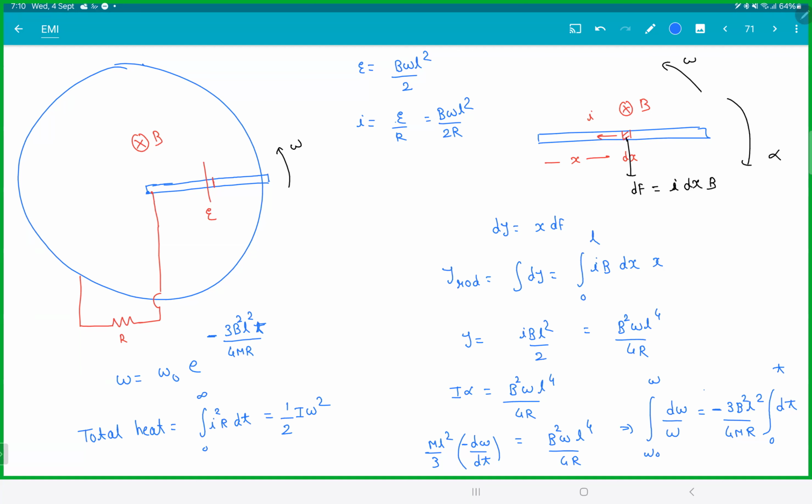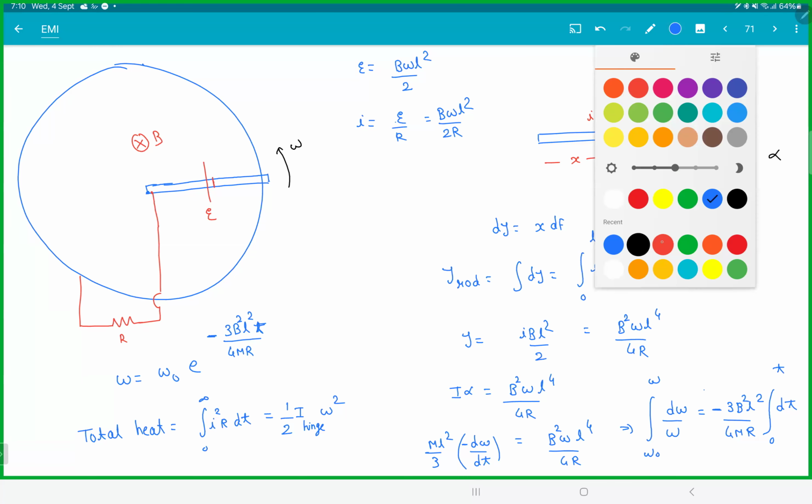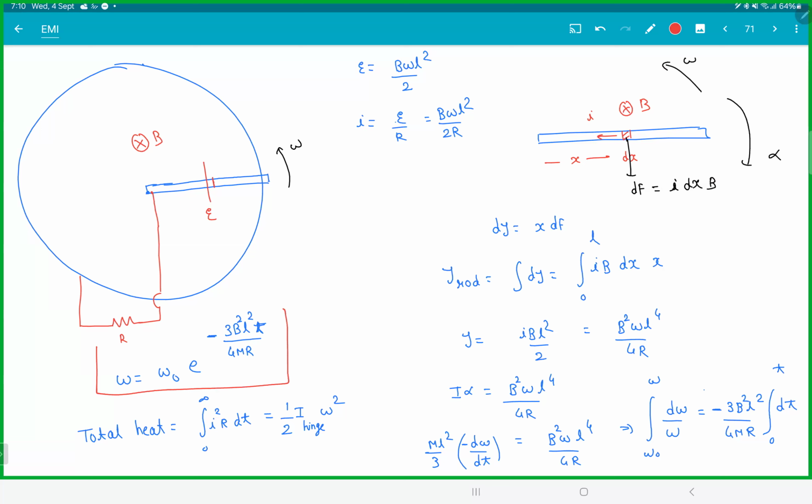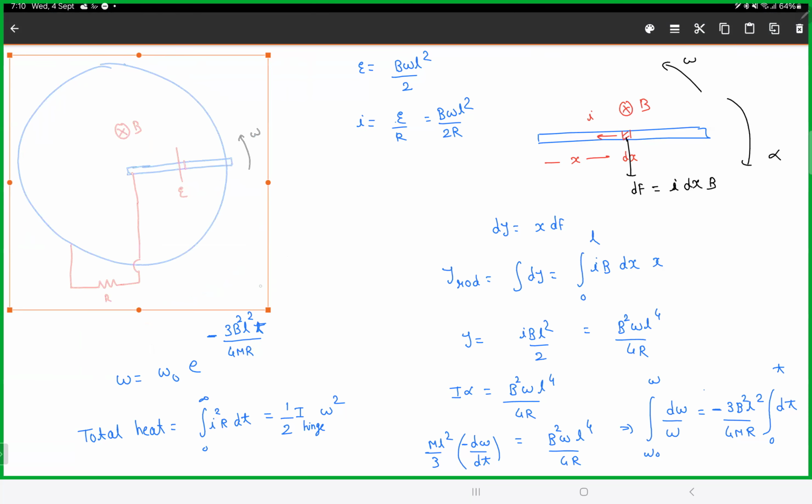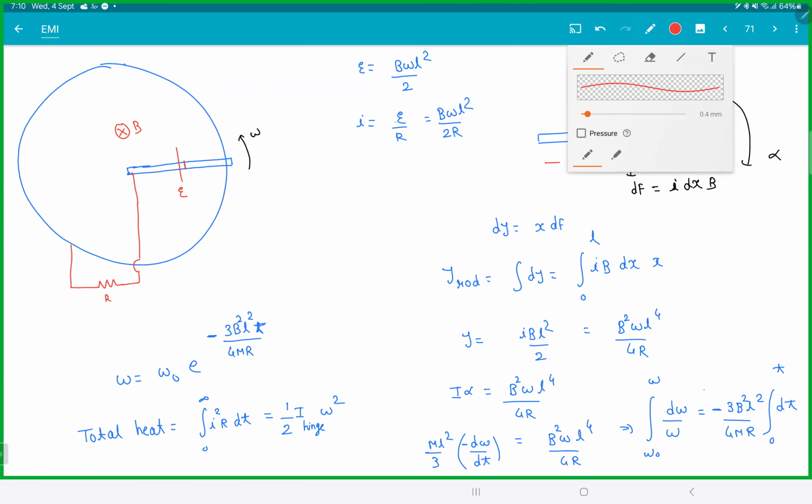I will be ml square by 3, isn't it? Logically think about it. All the heat that you got must be from the kinetic energy of the rod. There is no one else to give you energy. Clear, everyone?